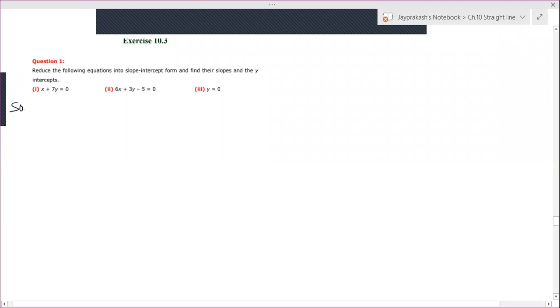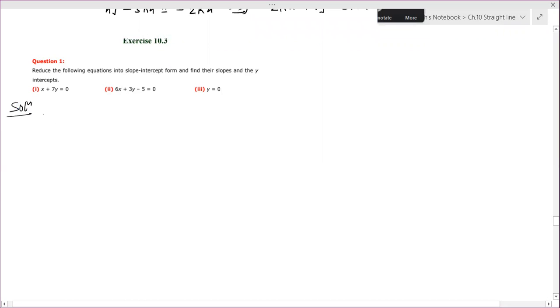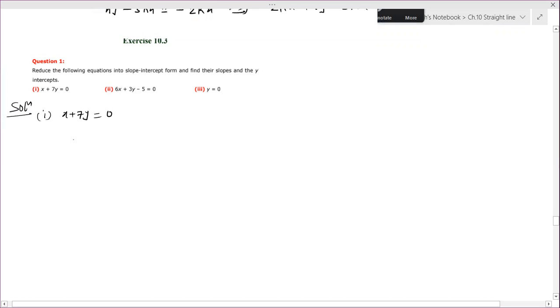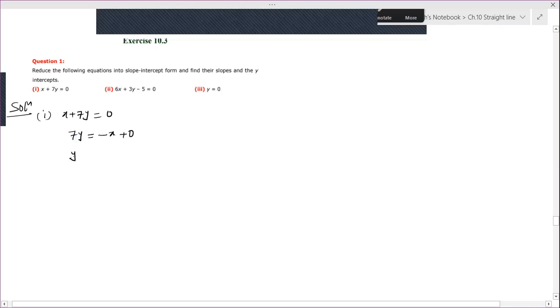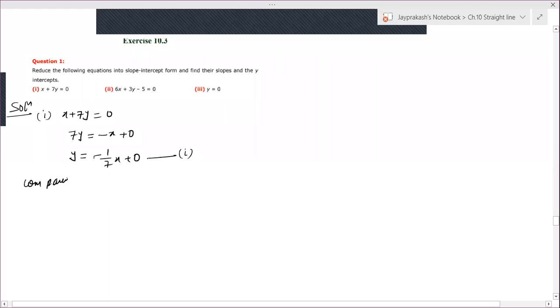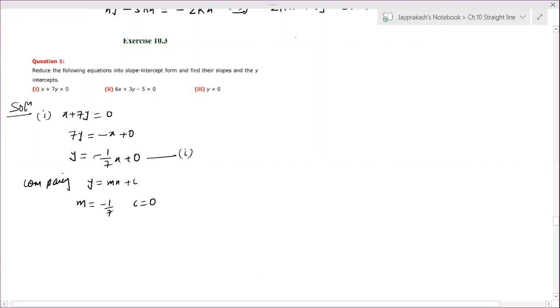So if you want to change the equation into slope intercept form, your first equation is x plus 7y equals 0. So we can simply write 7y equals minus x plus 0, then y equals minus 1 by 7 x plus 0. Now compare the equation with mx plus c. So we get m equals minus 1 by 7 and c equals 0.